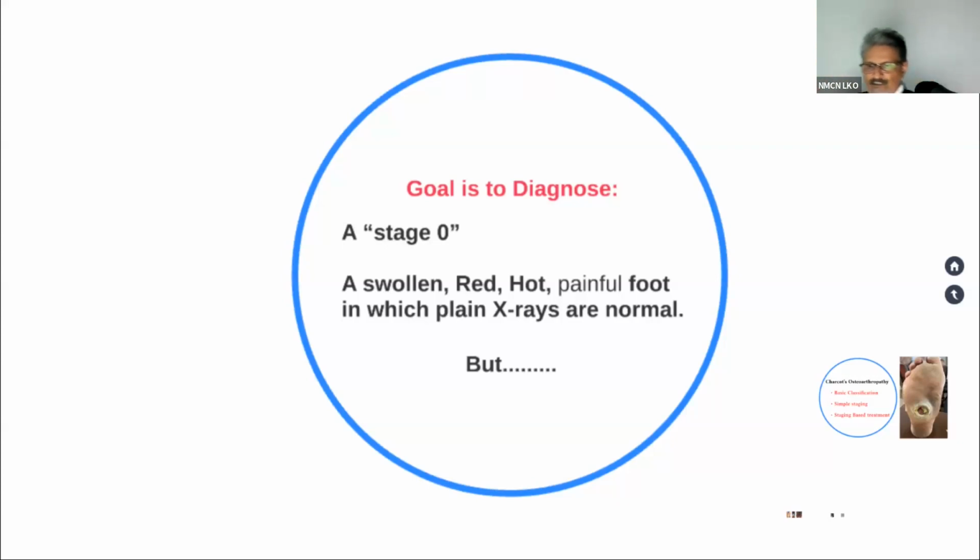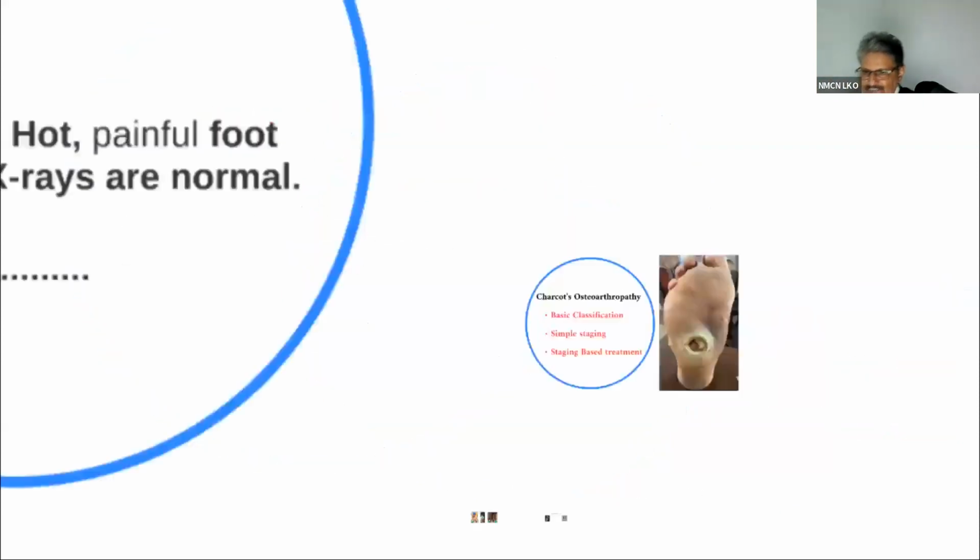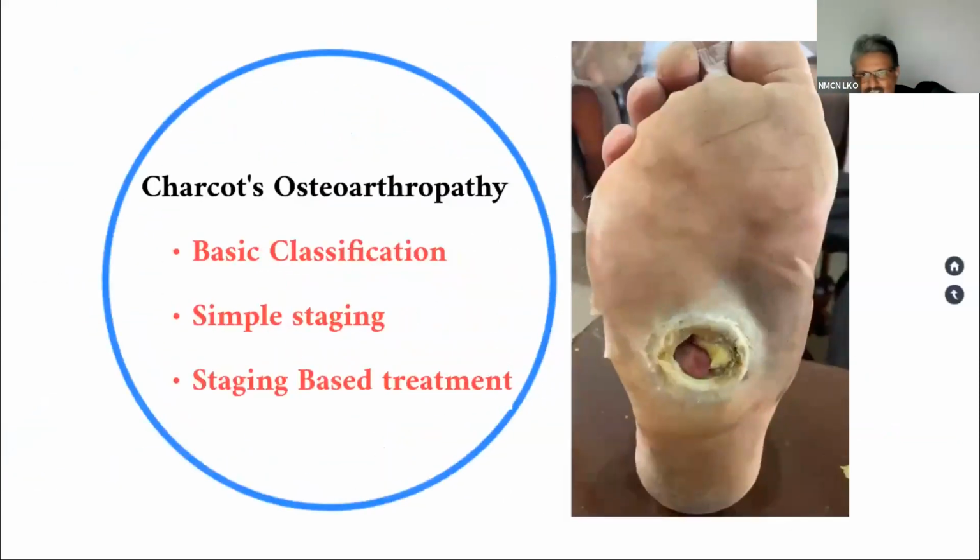A swollen, red, hot, painful foot in which plain X-rays are normal, and that is stage 0. But it is already the inflammatory phase where we have to prevent weight bearing. And that is how we have to practice clinically. Now, Charcot osteoarthropathy: we need to understand the basic classification, simple staging, and a stage-based treatment plan in clinical practice.